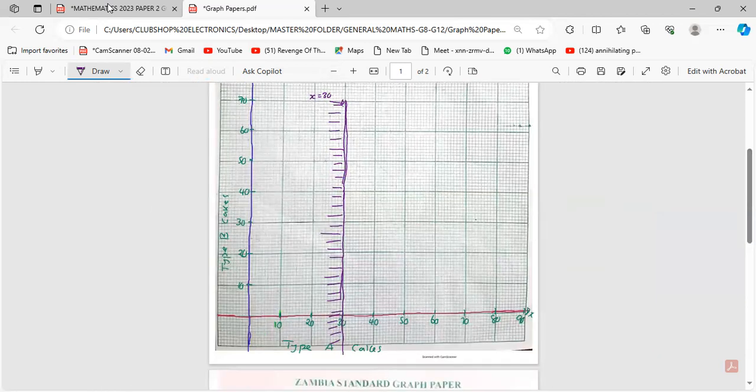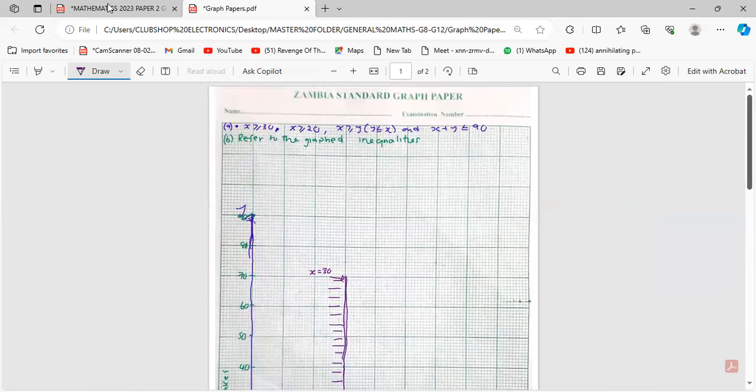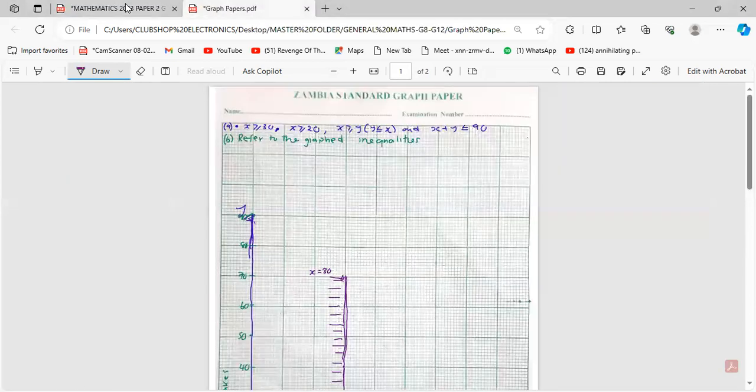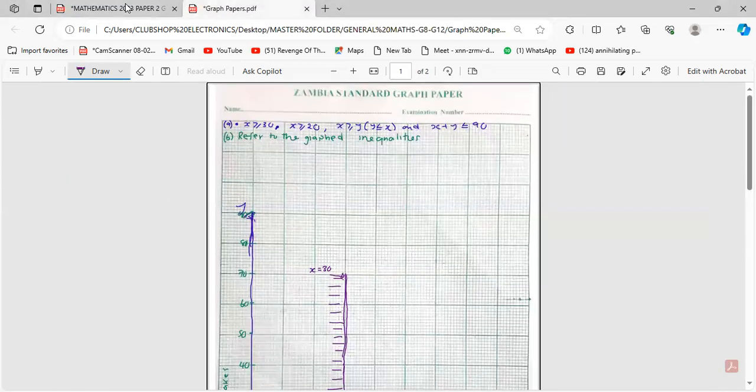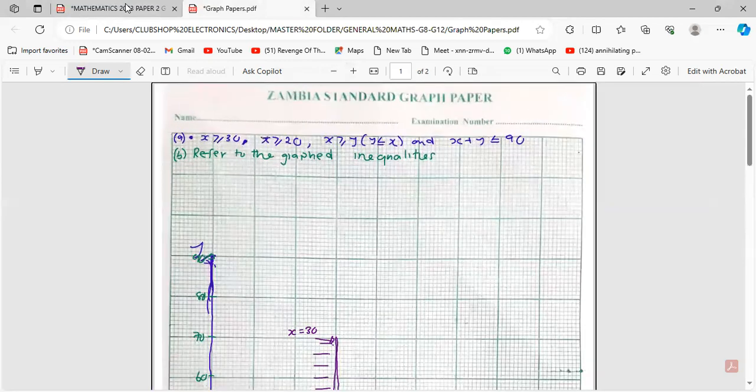Then next is y is greater or equal to 20. I don't think it's x. Yeah, it's y is greater or equal to 20. This one is y, right?